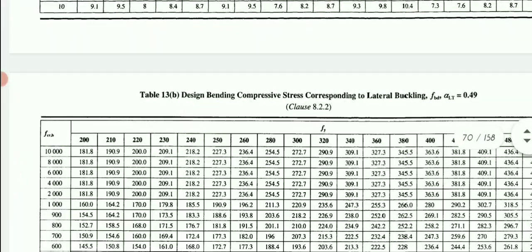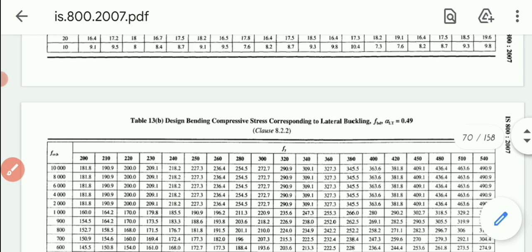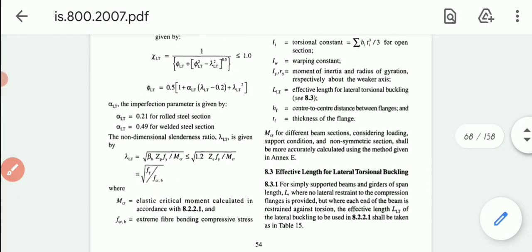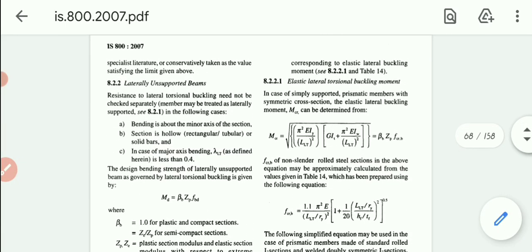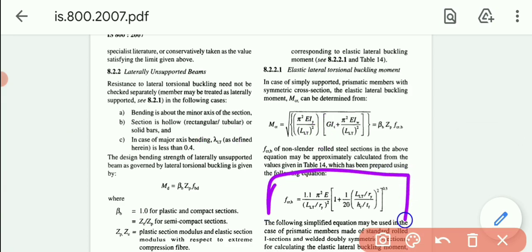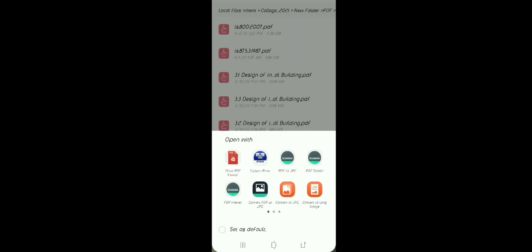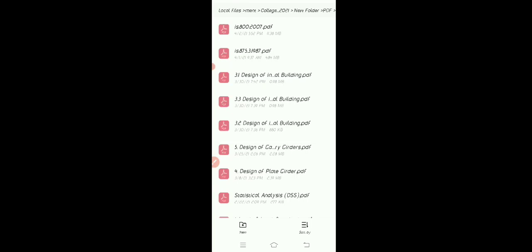Now in this one, Fy we can say is 250, we already have the value of Fy, that is still 250 Newton per mm square, and we need the value of FCRB. In order to calculate FCRB, we have to go back to page number 54, and in this clause the FCRB formula is given, 8.2.2.1, this one. So let's calculate this FCRB, and once we get FCRB, then using table number 13b we will get the value of FVD. Okay, so let's go back to the design.